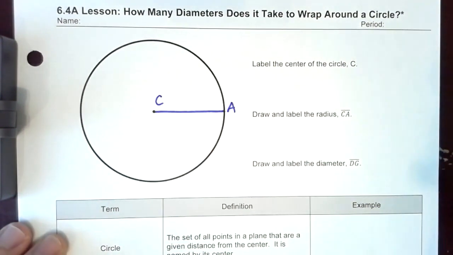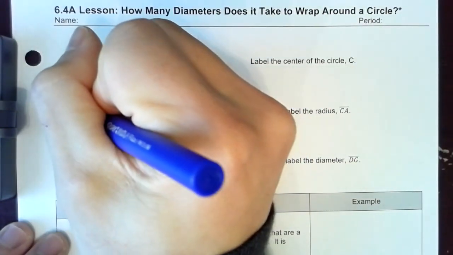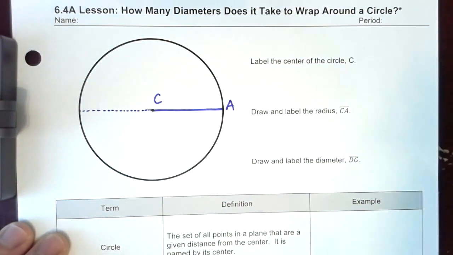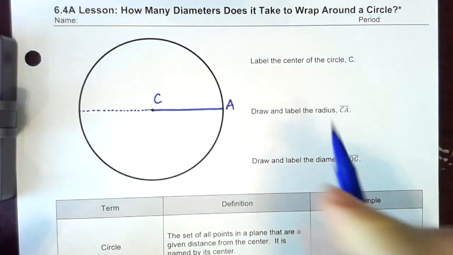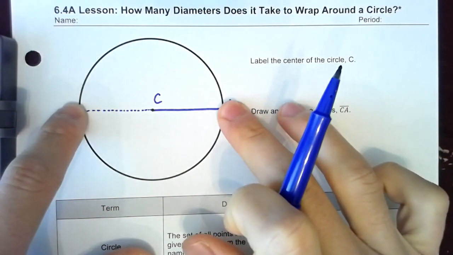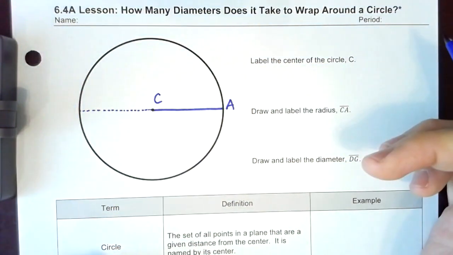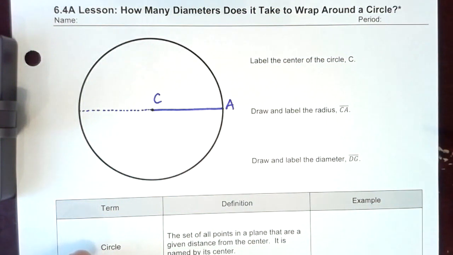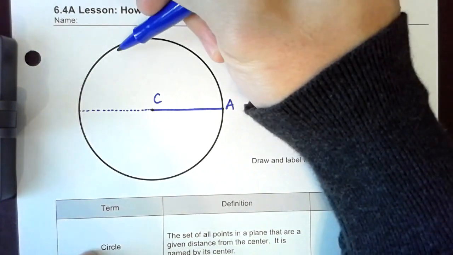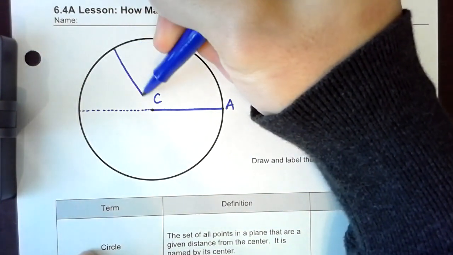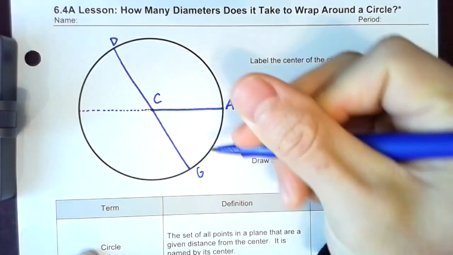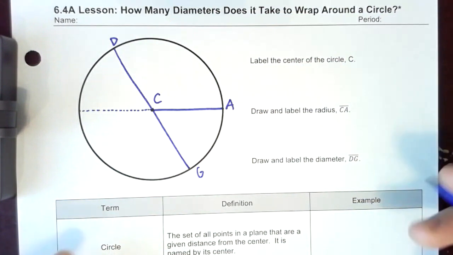For that matter. But when you double the radius, there's a special name for that, and we call that the diameter, right? A diameter is a chord that passes through the center and touches both edges of a circle, right? Two edges of a circle. Draw and label the diameter DG. Okay, so you could just draw it anywhere. I'm just going to draw it right here. We know that this is going to be a diameter because it passes through the center.